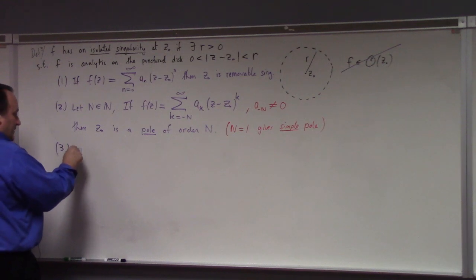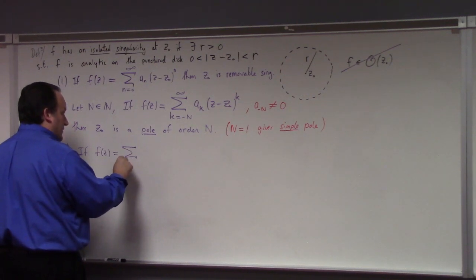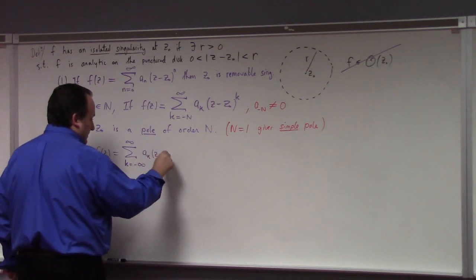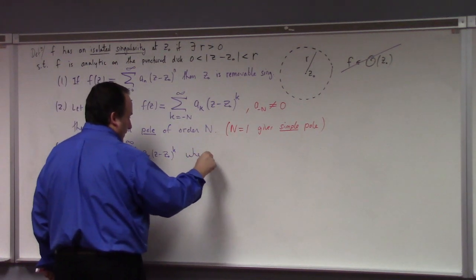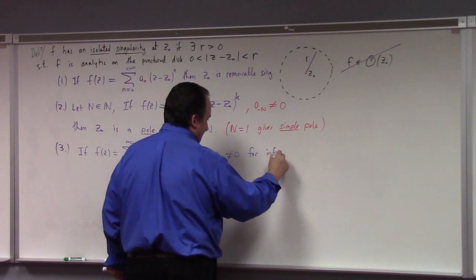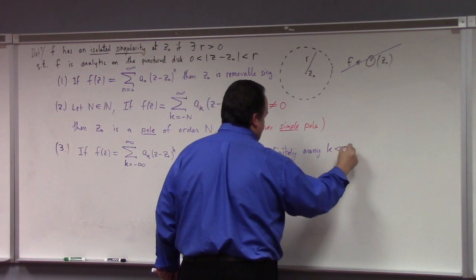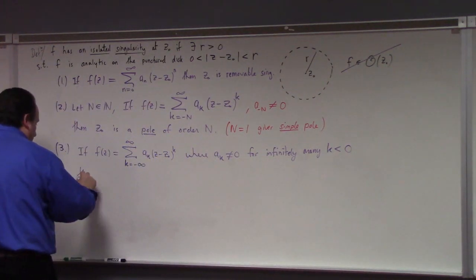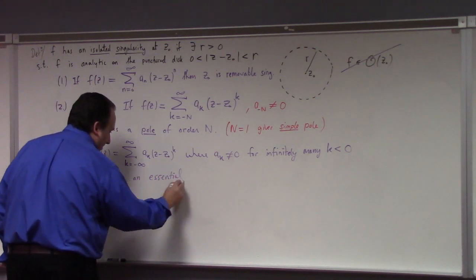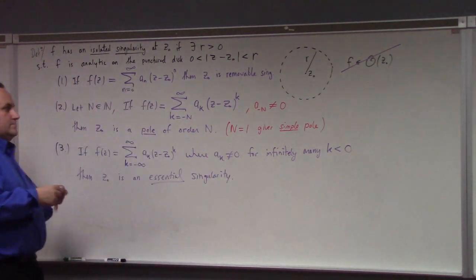If f of z is equal to a sum, k equals minus infinity to infinity of a sub k times z minus z naught to the power k, where a sub k is not equal to 0 for infinitely many k less than 0, then z naught is an essential singularity. All right?